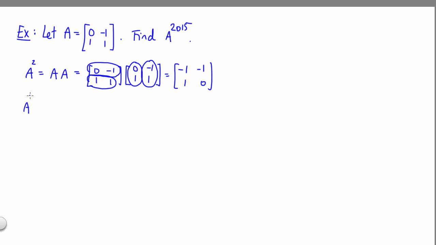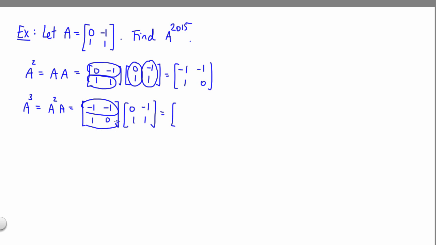All right, now that we've got that, let's figure out A cubed. So A cubed would be A squared times A. We figured out A squared in the previous step, so I'll copy that down. And if we multiply that by A, doing our usual matrix multiplication process now, we get -1, 0, 0, -1.